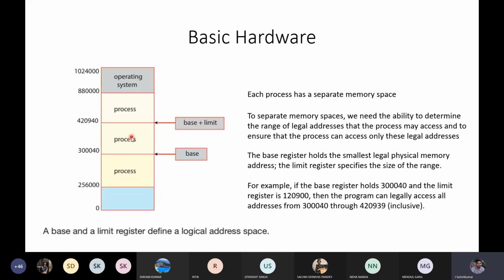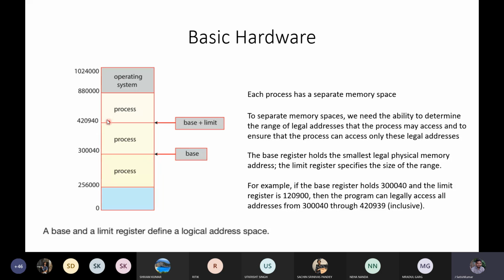Suppose for this process, each process must be separated. Each process should be allocated in separate memory space. Each process has a separate memory space. You cannot overlap the processes. So each process will keep separate memory space. To allocate each process a separate memory space, we need to ensure that the address of each process will be unique.